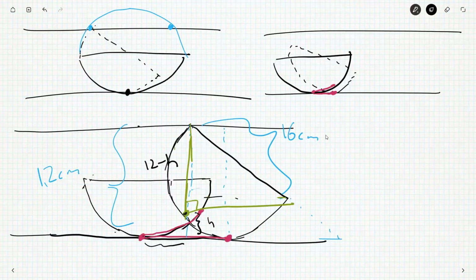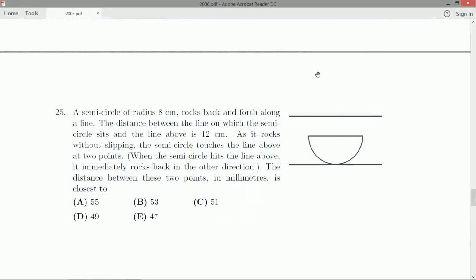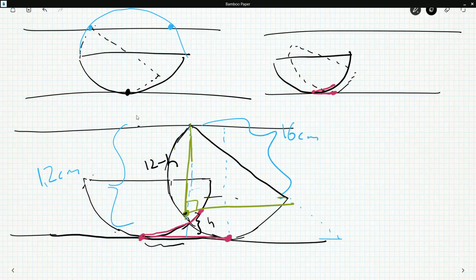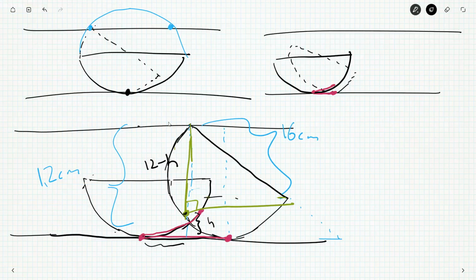What to do? I've got a right angle triangle here. There wasn't any other piece of information, is there? Rocks without slipping, semicircle touches the line above at 2 points. And it's in millimeters, so 53 millimeters is about 5 centimeters, so maybe it's not unreasonable that we see this. I think I'm going to redraw my picture. I think I need a fresh perspective.